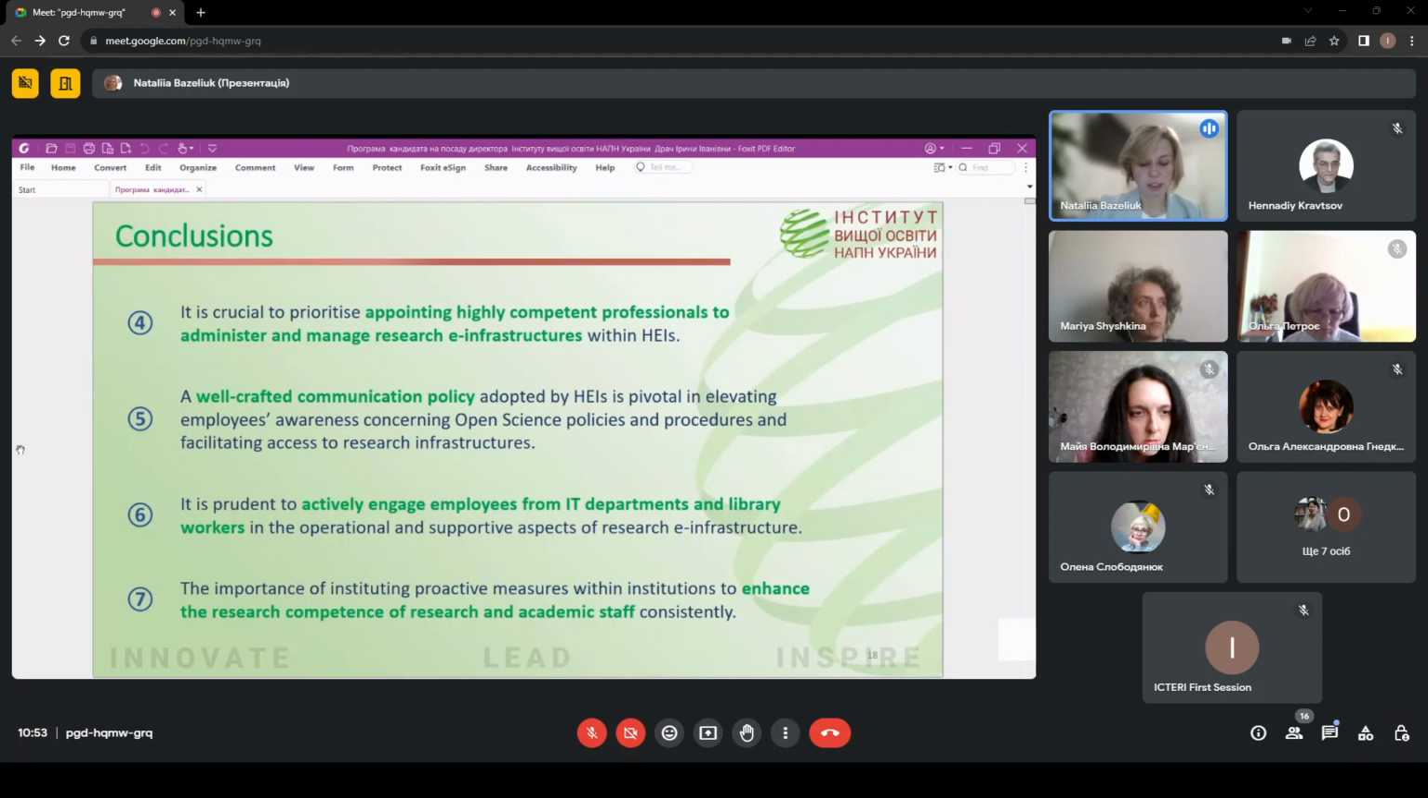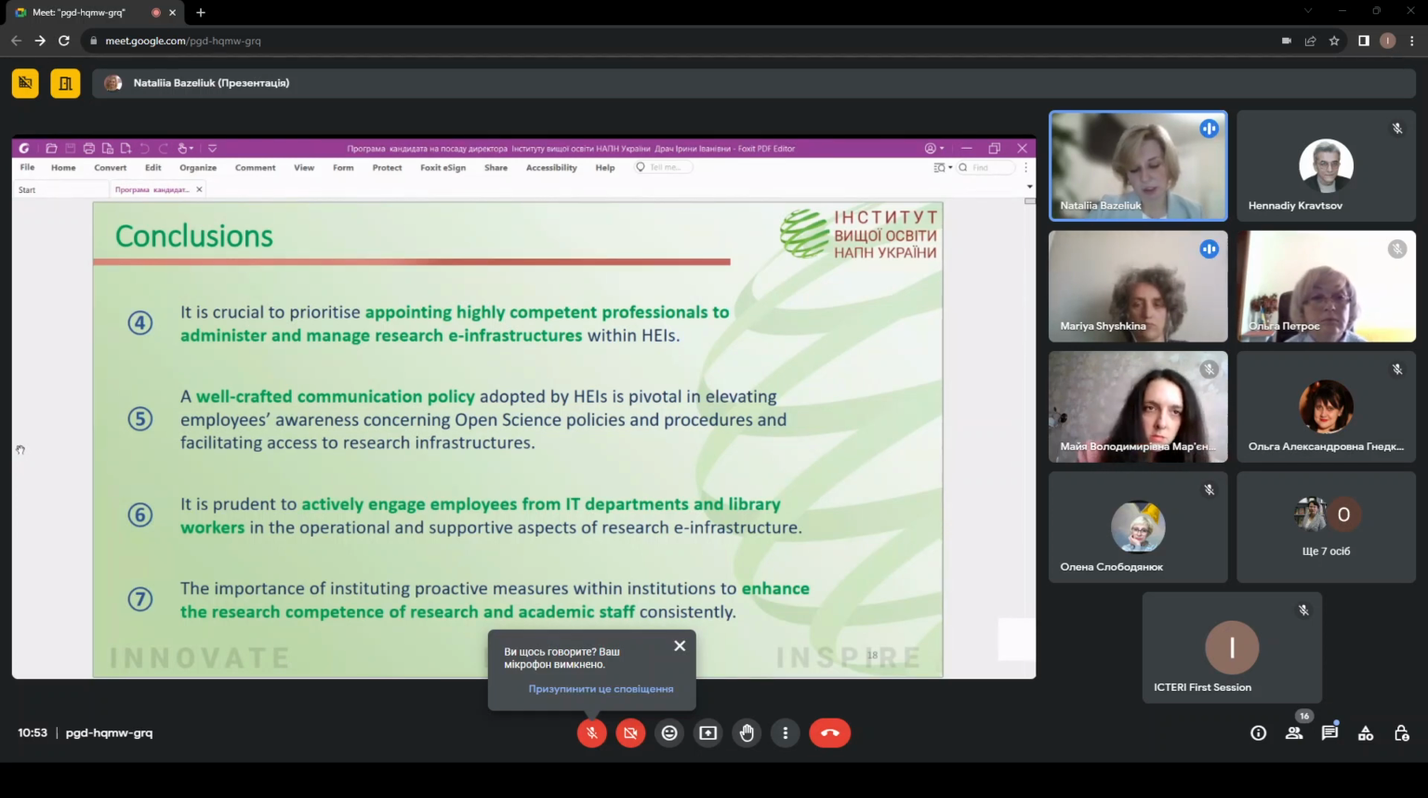Moreover, it is prudent to actively engage employees of IT departments and library workers in the operational and supportive aspects of research infrastructure. In view of these considerations, we emphasize the importance of instituting proactive measures within institutions to enhance the research competence of research and academic staff. By adopting a constructive approach, higher education institutions can continuously elevate the proficiency of their academic staff, fostering an environment conducive to impactful research practices.